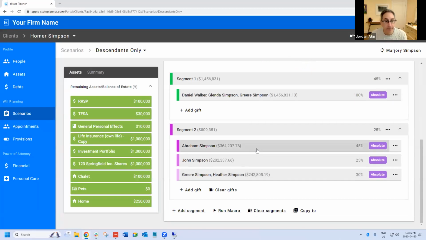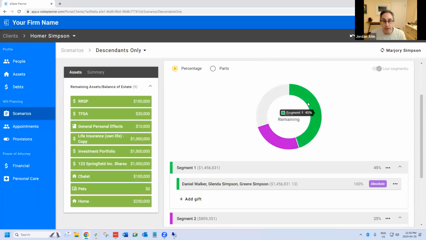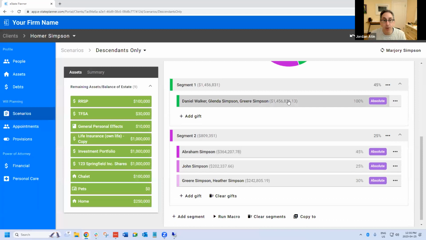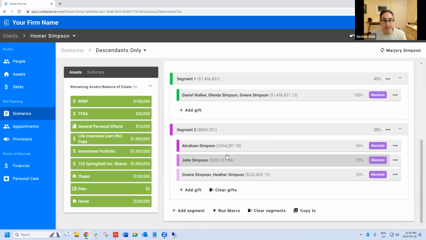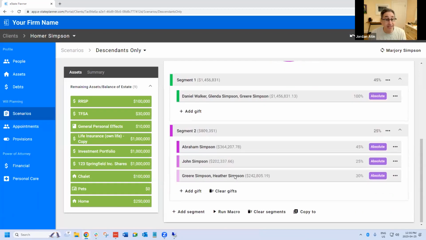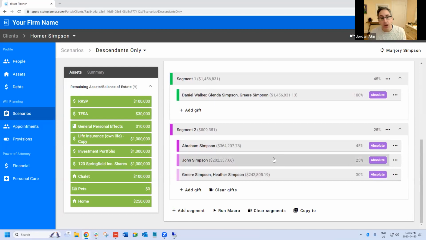So this planning is saying, okay, I want 45% to be split equally among these three people, but I want 25% to be divided further. 45% of the 25% to Abraham, 25% of the 25% to John, and 30% of the 25% to Greer and Heather equally. And that's the more complicated planning. So that's why you need segments here, because we can't make this gift any other way. What is the impact of this? Why would they want to do that?